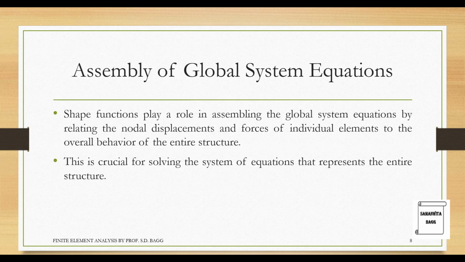Assembly of global system equations. Shape functions play a role in assembling the global system equations by relating the nodal displacements and forces of individual elements to the overall behavior of the entire structure. So shape function basically helps you relate the displacement and forces, but it is not about a single element. It will be about all the elements together which form the global matrix. This is crucial for solving the system of equations that represents the entire structure.